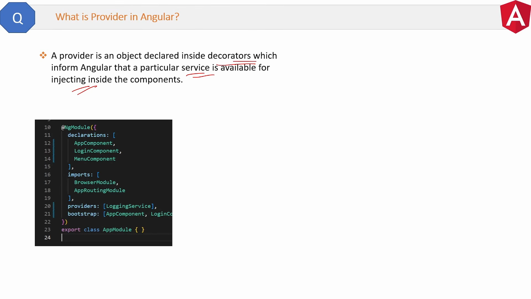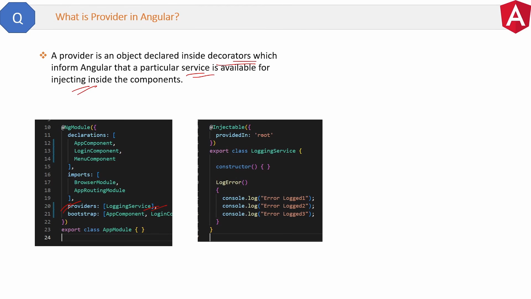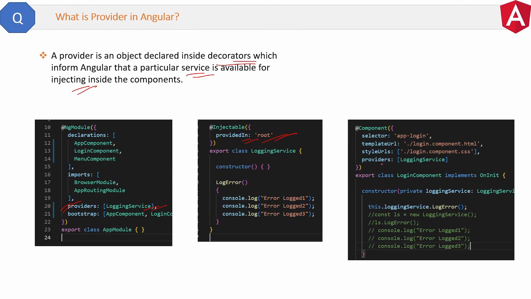First, at the module level, like this inside the @NgModule decorator, and then this service will be available to the module components. Then next, at the application root level, like this inside the service's @Injectable decorator, and then this service will be available to all the application components. And then at this component decorator level like this, and then this service will be available to this particular component and its child components. This is the short and simple answer to this question.